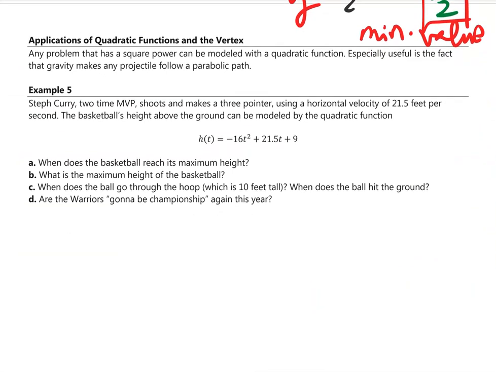Next, applications of quadratic functions and the vertex. Any problem that has a square power can be modeled with a quadratic function. Especially useful is the fact that gravity makes a projectile follow a parabolic path. Example number 5, Steph Curry, who is a 2-time MVP, shoots and makes a 3-pointer using a horizontal velocity of 21.5 feet per second. The basketball's height above the ground can be modeled by the quadratic function h of t equals negative 16t squared plus 25t plus 9.